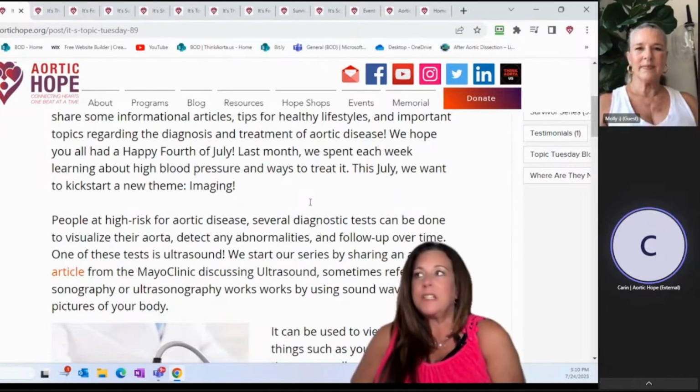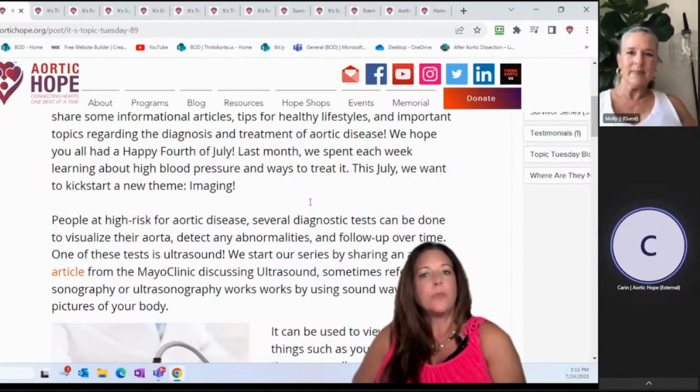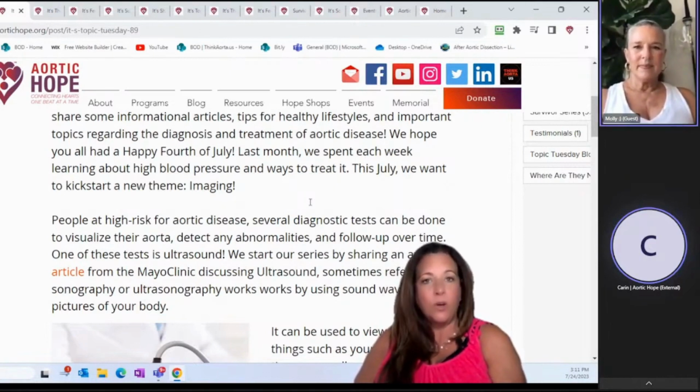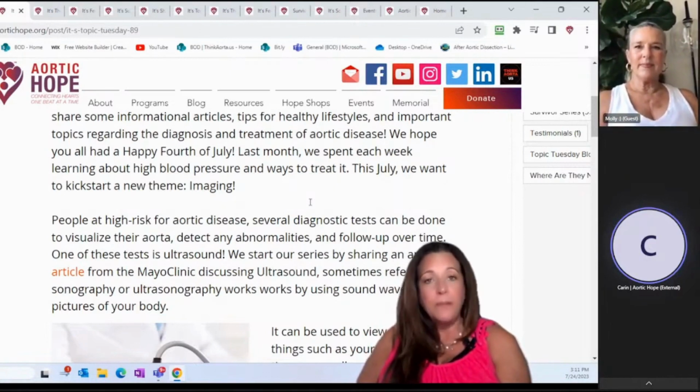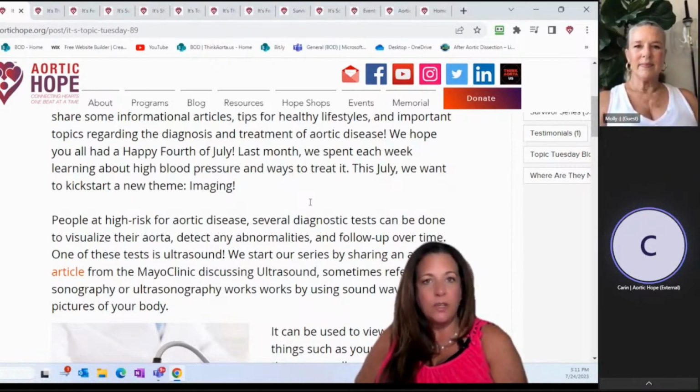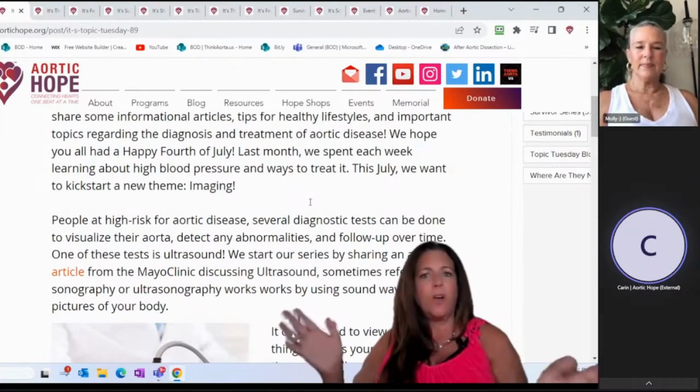This is a test that's done for so many different reasons. It's definitely not strictly for the aorta, although ultrasound can be used for your abdominal aorta. It's typically done to see a variety of issues that could be wrong with the heart. You use ultrasound everywhere to look at the kidneys, to look at all different areas.